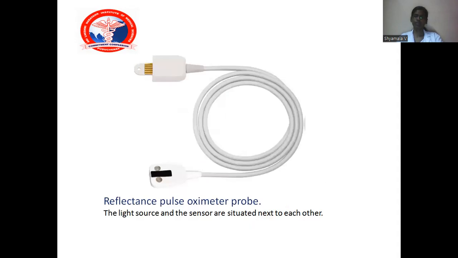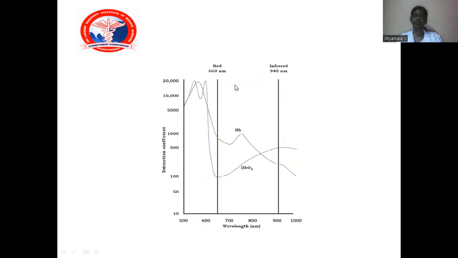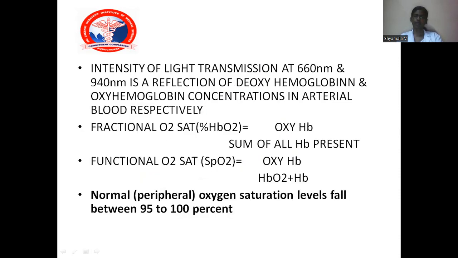This is the reflectance pulse oximeter probe, in which the light source and the sensors are situated adjacent to each other. This is the reflectance pulse oximeter probe placed over the forehead with a headband securing it in place. As I said before, the intensity of light transmission occurs at two wavelengths, 660 nanometers and 940 nanometers, which reflect deoxyhemoglobin and oxyhemoglobin respectively.